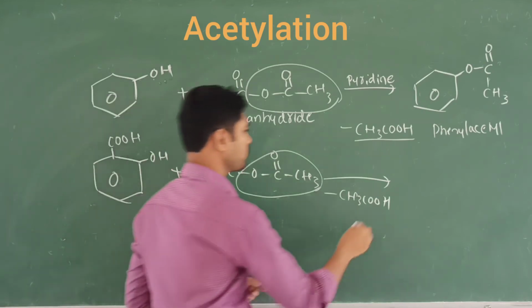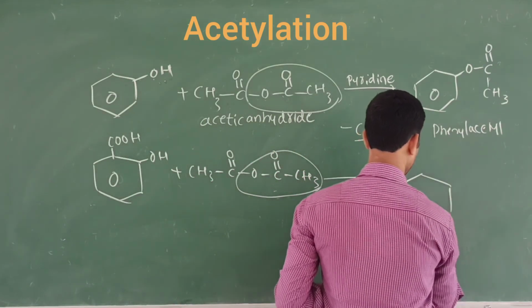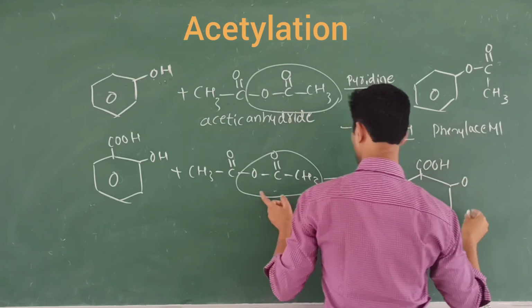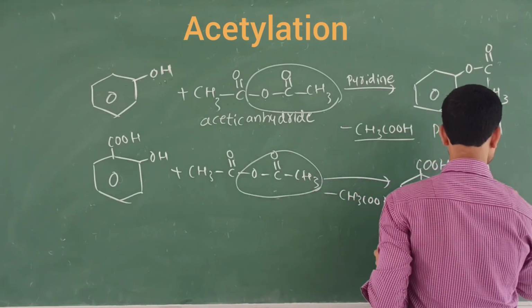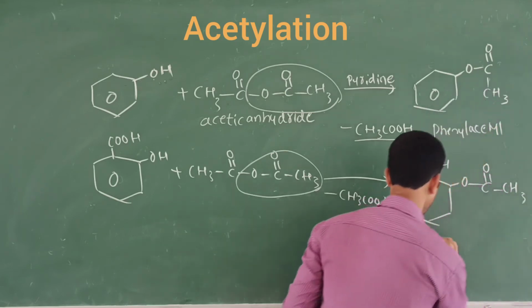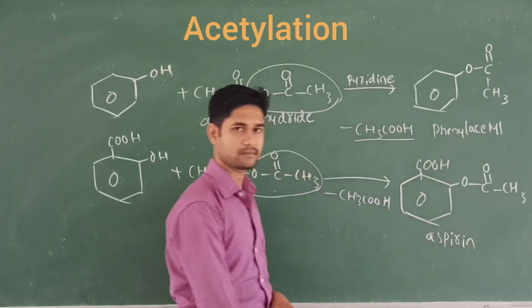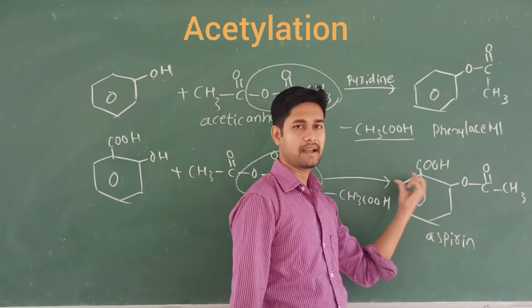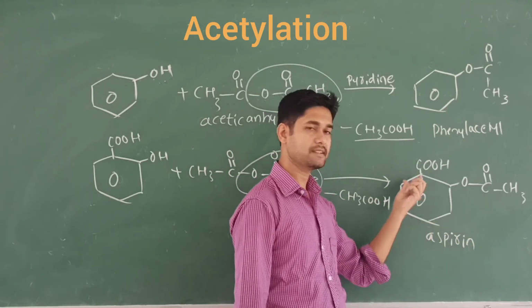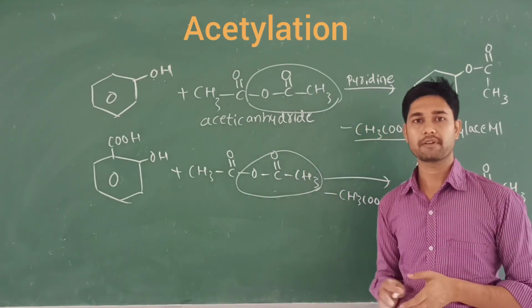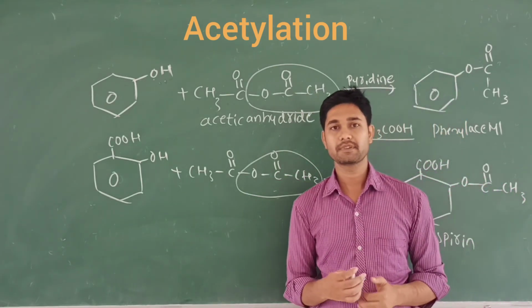What is the remaining compound? You should write here COOH, O, with C double bond O CH3. Its name is aspirin, also acetyl salicylic acid. We call it acetyl salicylic acid or aspirin. Like this, introducing this acetyl group into phenol is called acetylation of the phenol.